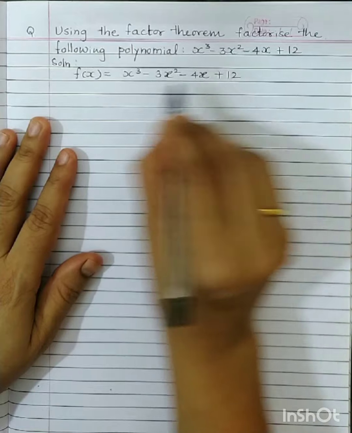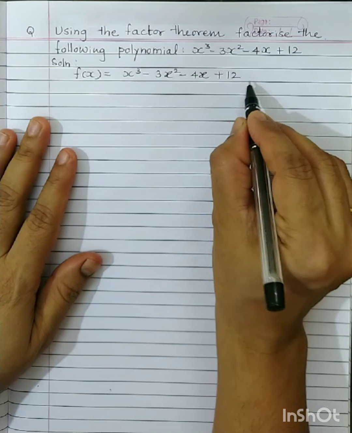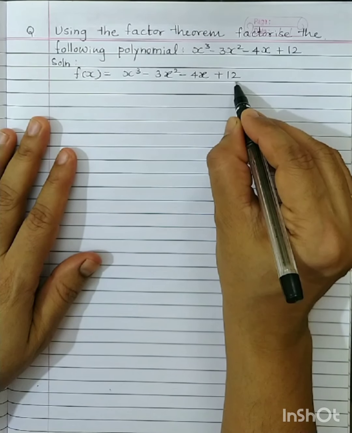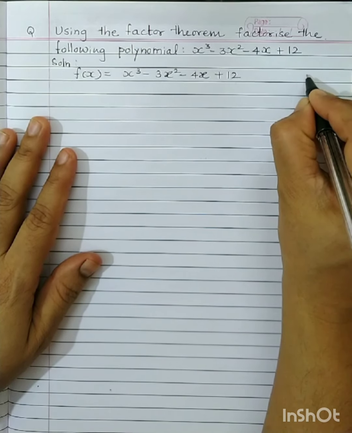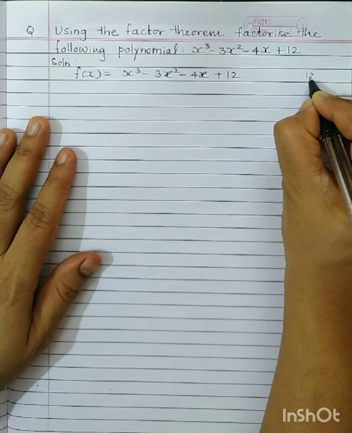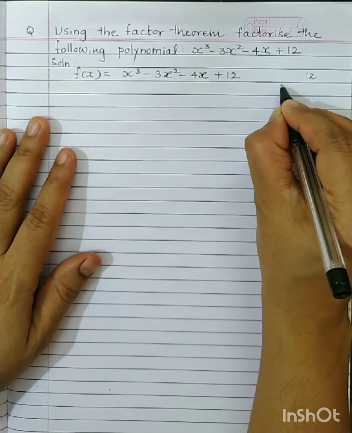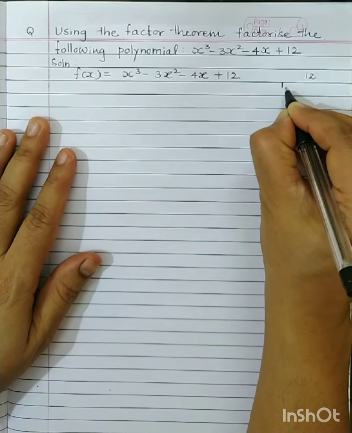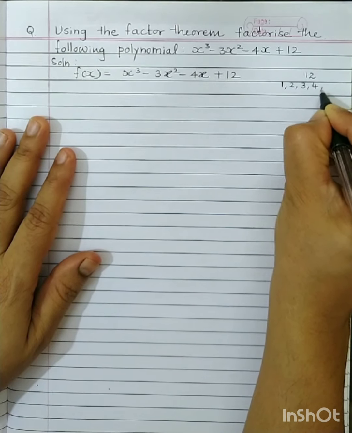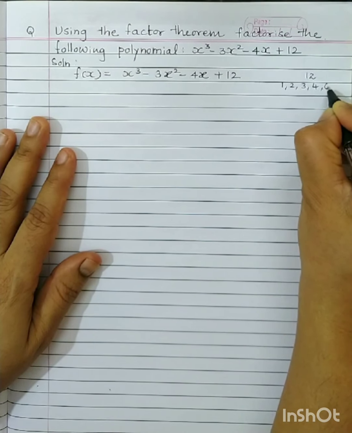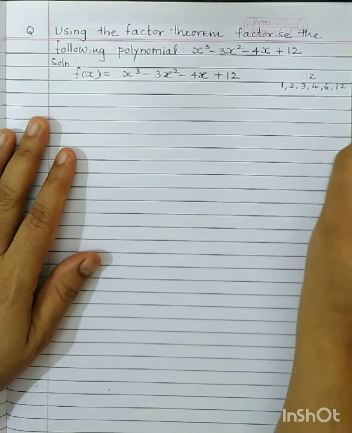Look at this. First check that this polynomial is written in standard form and look at the last constant term. This is 12. Just find the set of all factors of 12. What are all those factors? 1, 2, 3, 4, then 6 and 12.